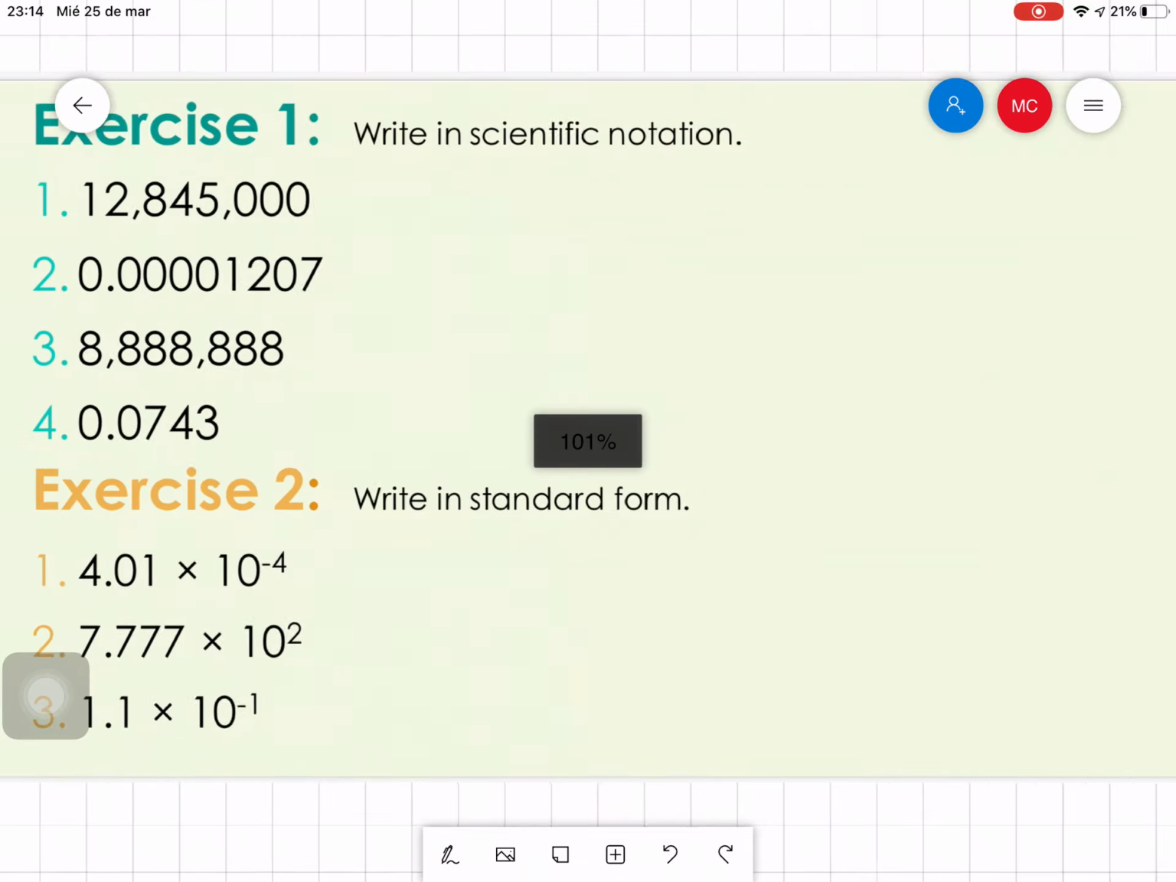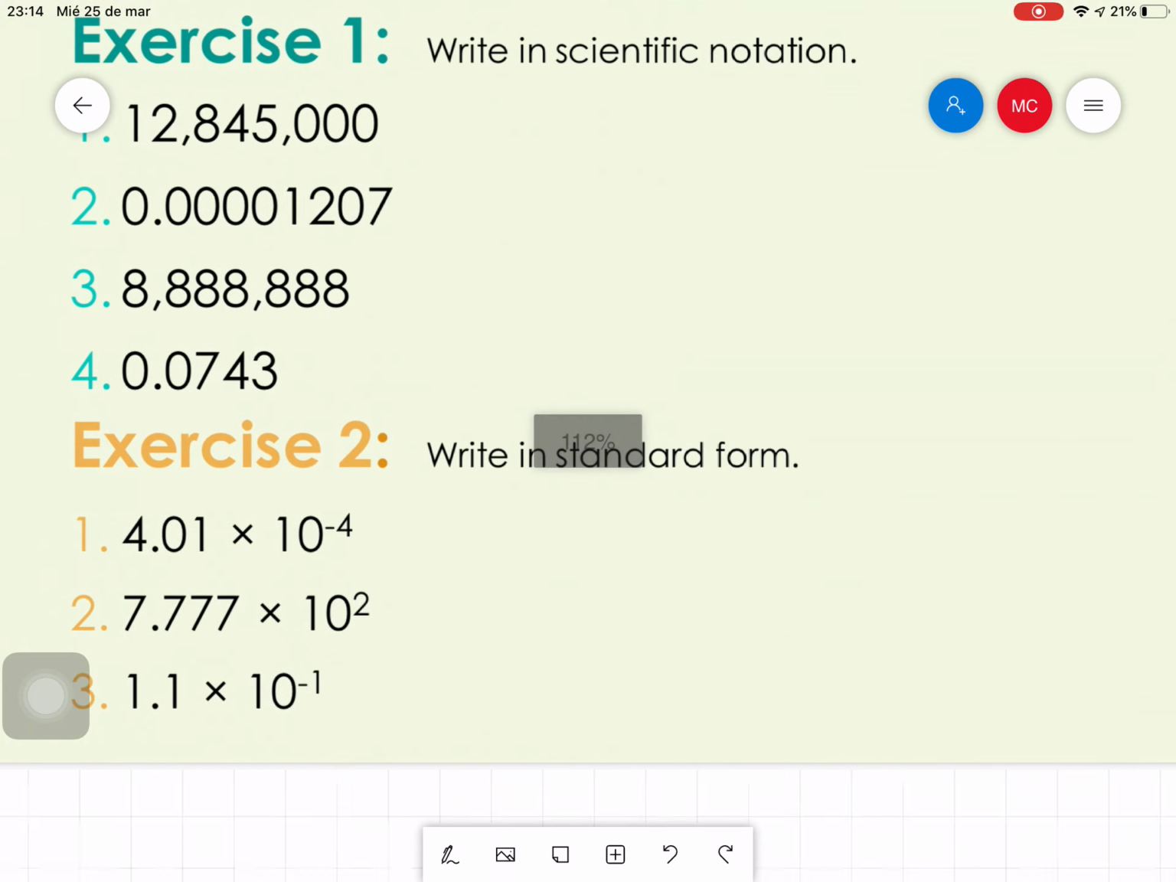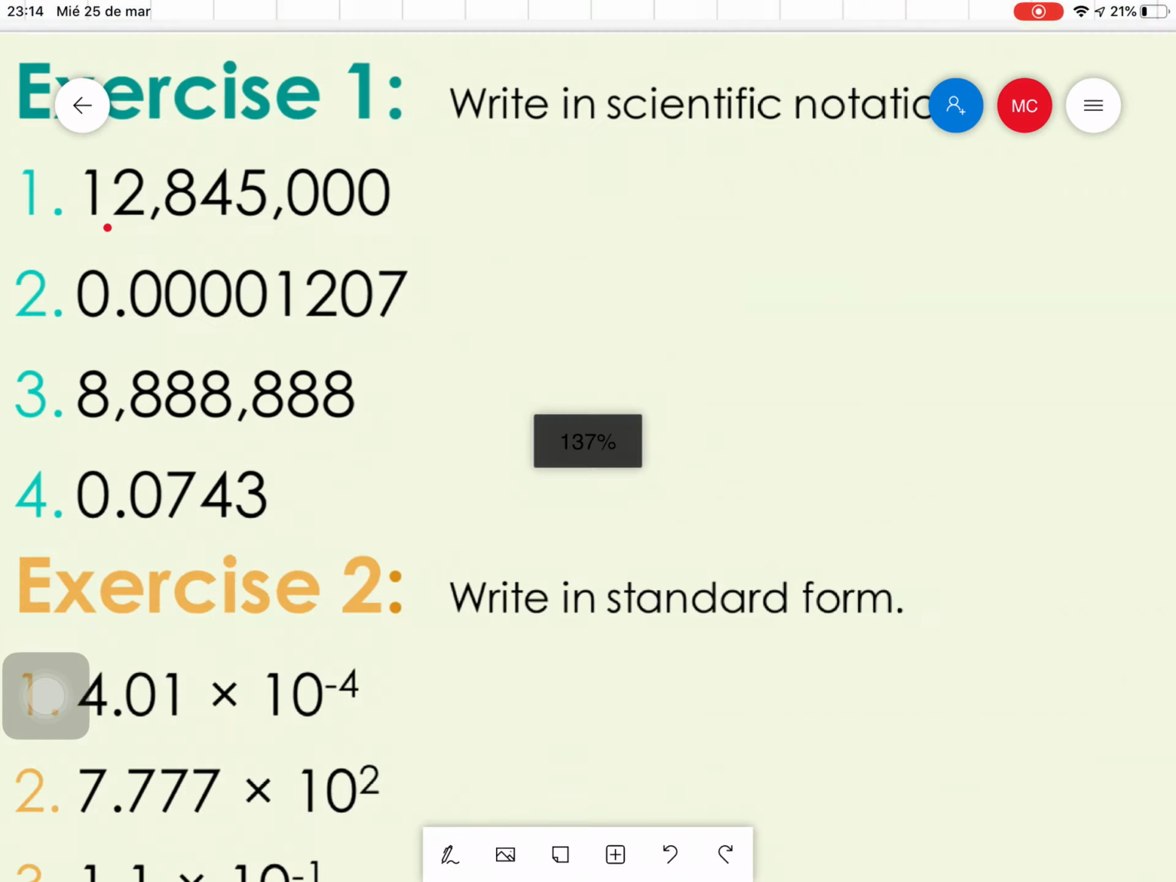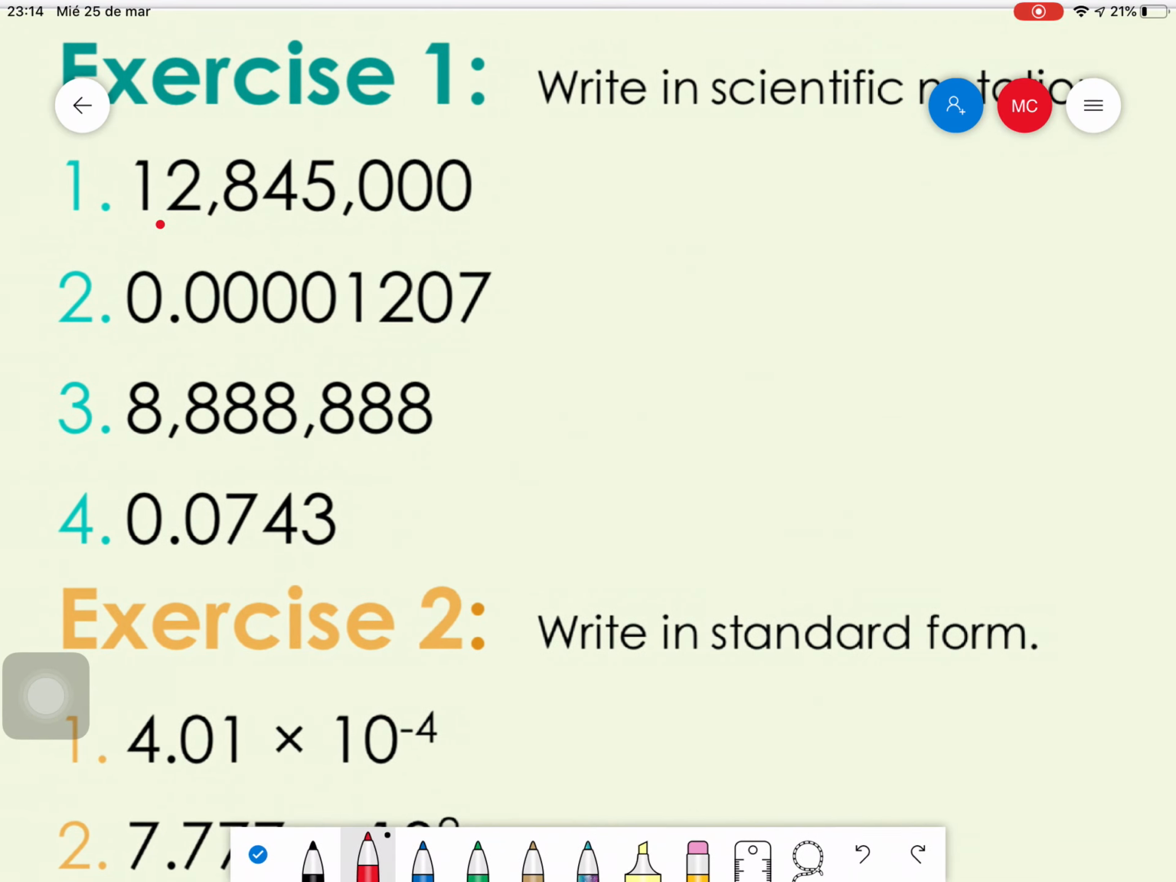So the first one gives me that number and asks me to convert it into scientific notation. First rule, I need to apply the decimal point after the first digit, starting from left to right. So my point will be here. I copy the number, making it bigger and bigger. It will be 1.284 and 5. Miss, can I skip writing these zeros?